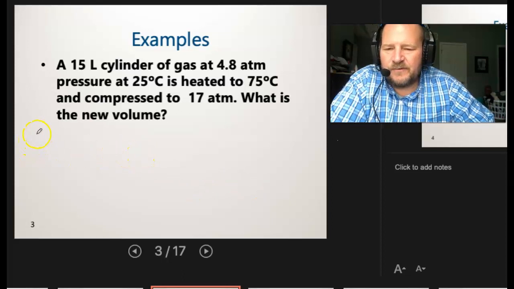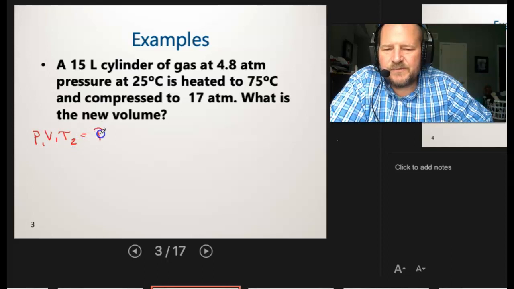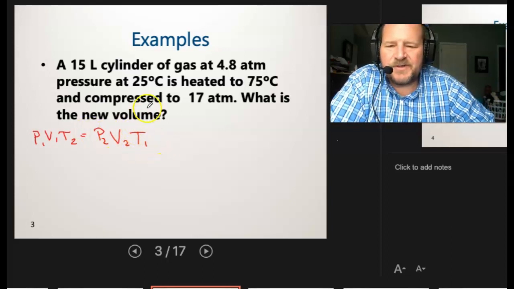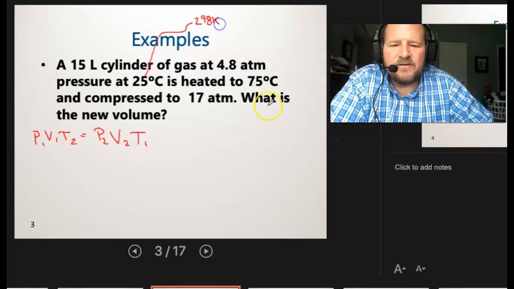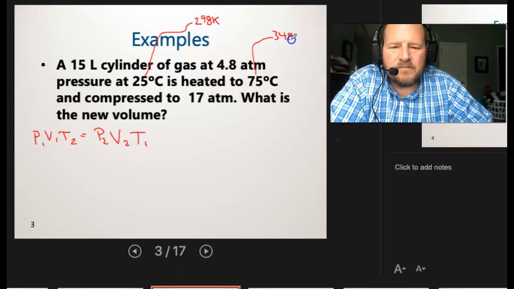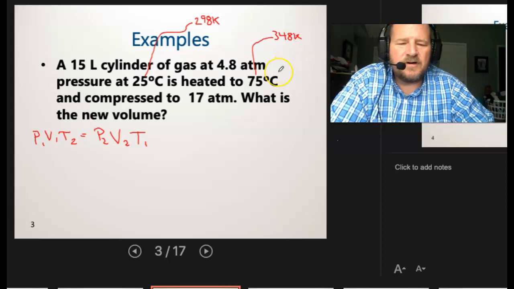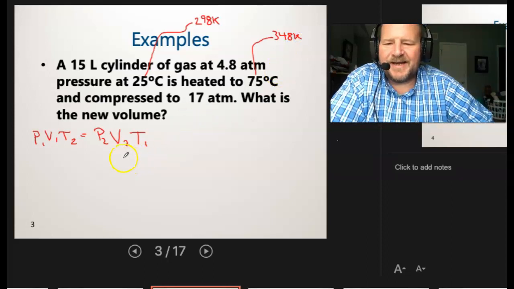So again, we'll do something like P1 V1 T2 is equal to P2 V2 T1. Now, just like before, our temperatures need to be in Kelvin. So that's going to be 298 K. 75 is going to be 348 K. All right. Now we're ready to plug and chug.